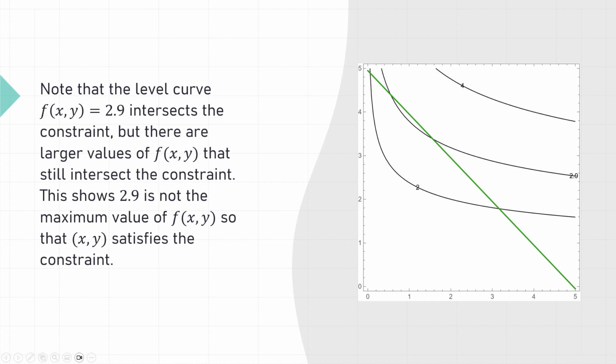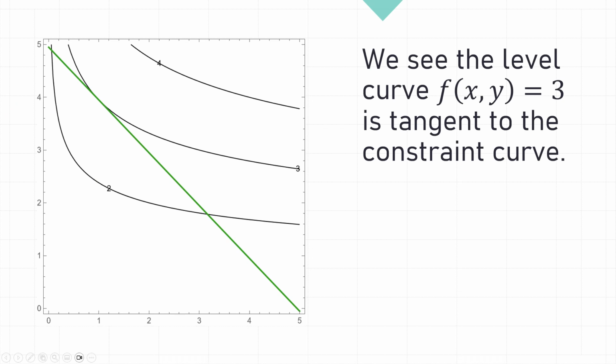So let's look at a slightly bigger value than 2.9. If we graph f of xy equals 3, notice it still hits the constraint right here, but it's tangent. So it just hits it. If I go any bigger, I'm not going to hit it, and if I go any smaller, I'll hit it twice. So for instance, let's go a little bit bigger to see that.